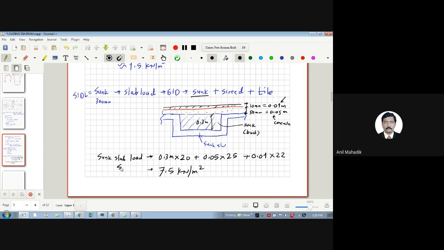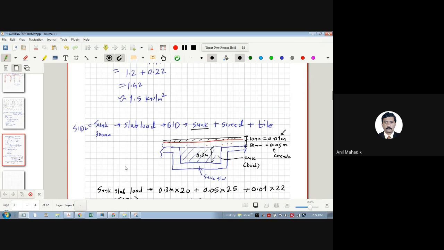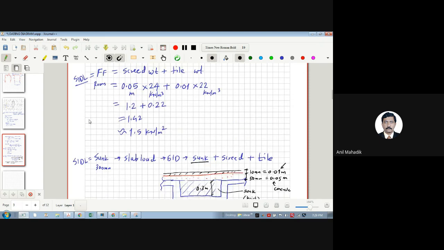This is SIDL only, not self-weight. Self-weight we have already calculated separately. Please don't add the self-weight of the slab here. Whenever you calculate SIDL, it is other than the self-weight of the slab. So this is the load on this.